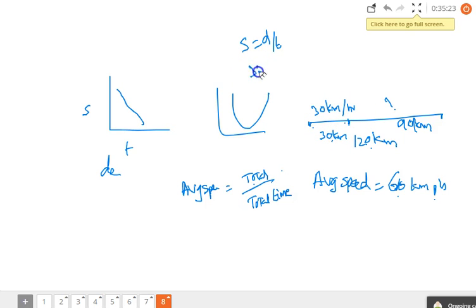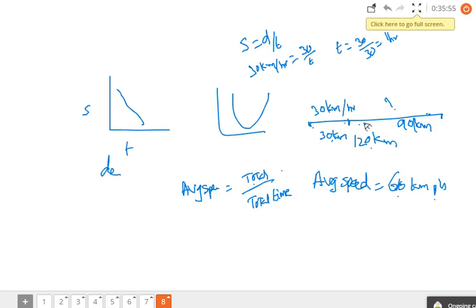Speed they already gave, 30 kilometer per hour. You know that 30 is the distance, so time we can calculate. Time t is equal to 30 by 30, which means 1 hour. Now, the first 30 kilometers is traveled in 1 hour. Next 90 kilometers, how much time does it take?